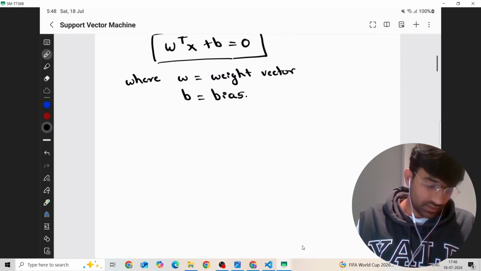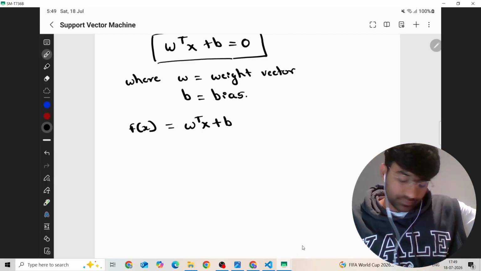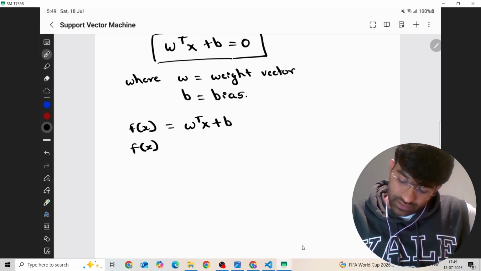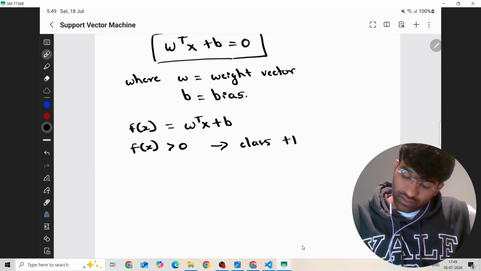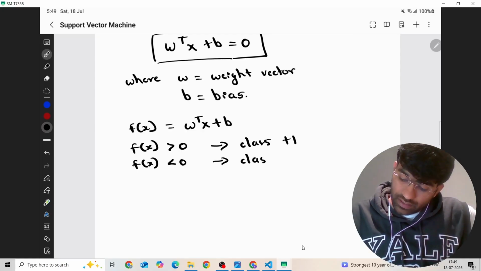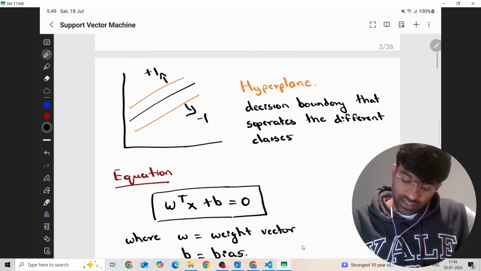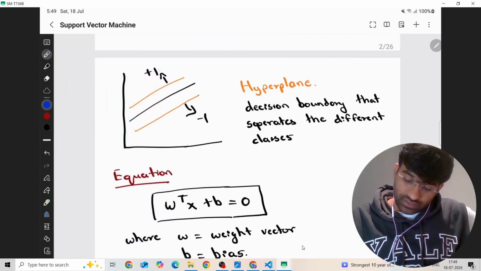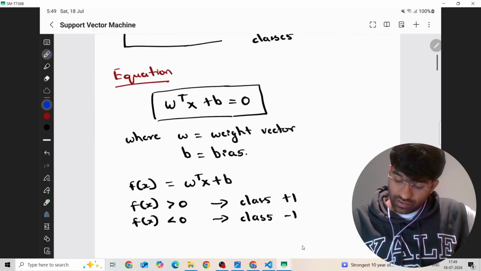So if I write the function f of X is equal to W transpose X plus B, and if f of X is greater than 0, then the class is +1. If f of X is less than 0, then the class is -1. That's all.